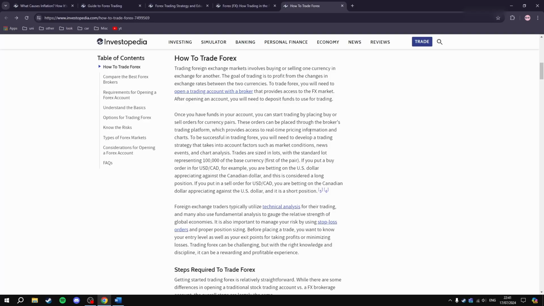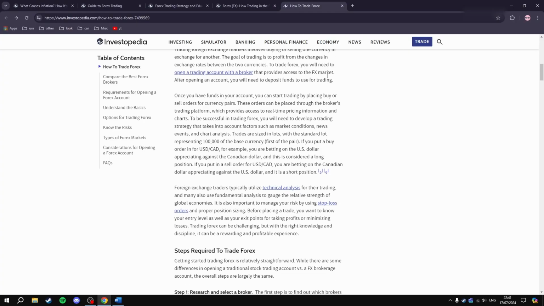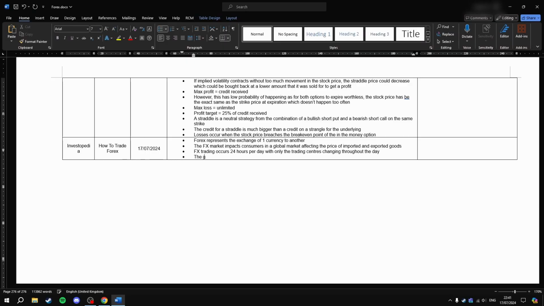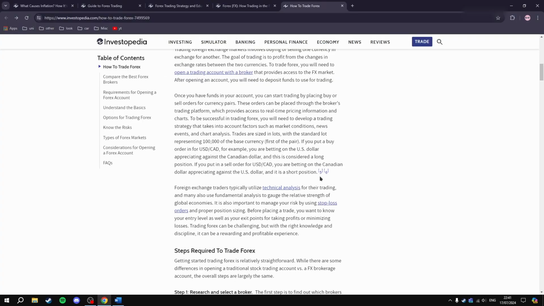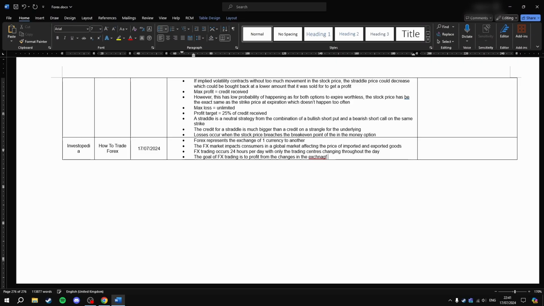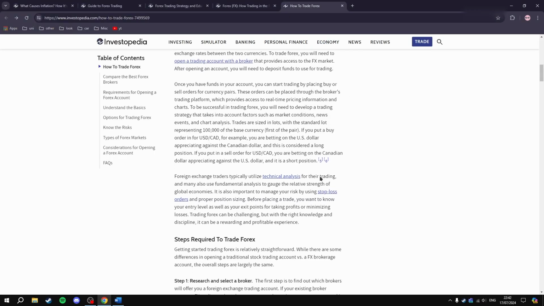Trading foreign exchange market involves buying or selling one currency in exchange for another. The goal of trading is to profit from the changes in the exchange rates between the two currencies. So the goal of FX trading is to profit from the changes in the exchange rates between two currencies. To trade Forex, you will need to open a trading account with a broker that provides access to the FX market. After opening an account, you will need to deposit funds to use for trading.